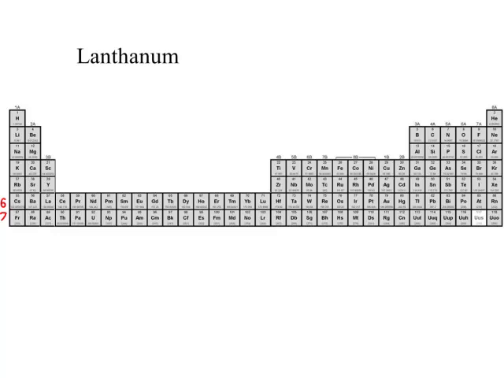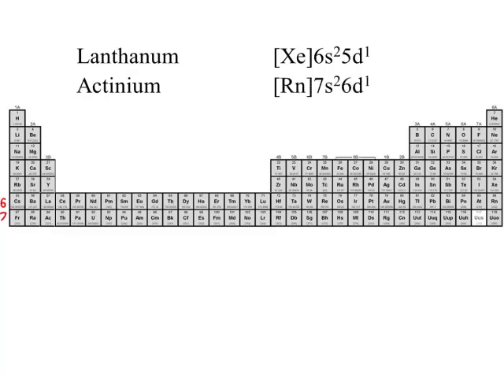Lanthanum is filled at 6s2, 5d1. Likewise, actinium ends with 7s2, 6d1. Electron configurations of the inner transition metals vary greatly. They're not predictable in this method that we're using for the rest of the elements. So you won't be asked to write their electron configurations this way.